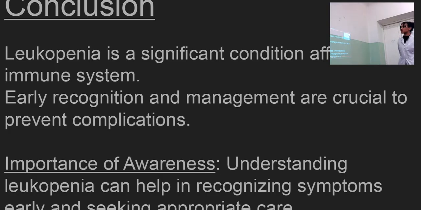Then conclusion. So leukopenia is a significant condition that affects the immune system, as said earlier. Early recognition and management is important to prevent complications, and the importance of awareness is understanding leukopenia. Understanding leukopenia can help you recognize the symptoms early and seek the appropriate care to prevent it from becoming more severe. Thank you.